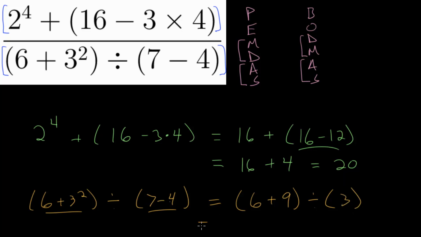And we can do 6 plus 9, that is 15. And we'll divide that by 3 since we've now simplified both sets of parentheses. And 15 divided by 3, that's just 5.